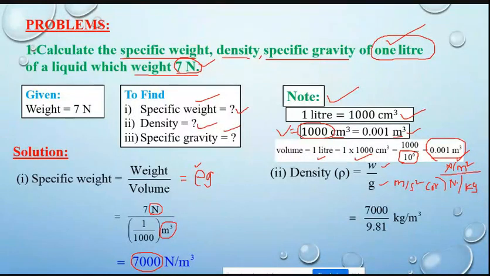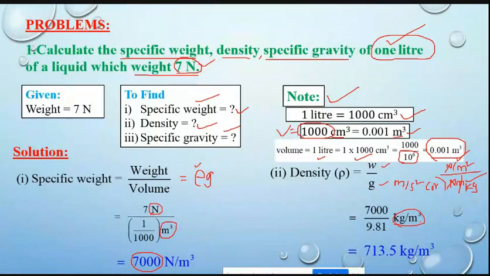Sorry, Kana, it is not Newton per kilogram, it is Newton meter per kilogram. So Newton and Newton get cancelled, and the final unit for density will be kilogram per meter cube. Kilogram will occupy the front place. Here we have meter square and here we have meter, so meter square and meter will be multiplied into meter cube. So the final unit for density is kilogram per meter cube. The answer for density is 713.5 kilogram per meter cube.